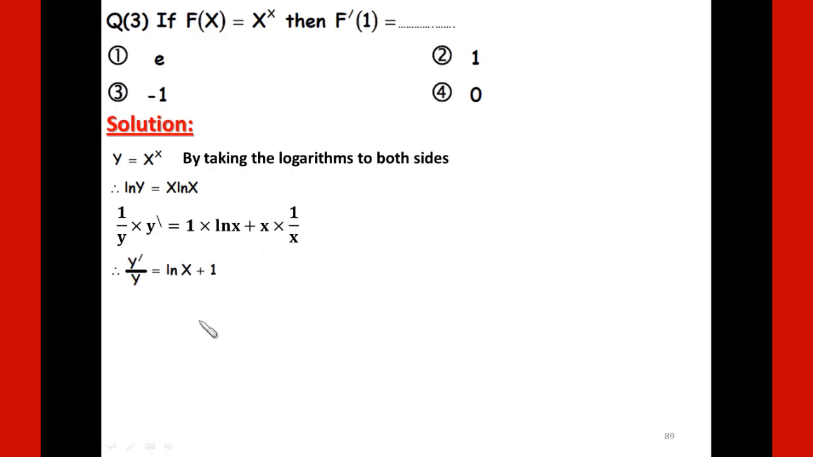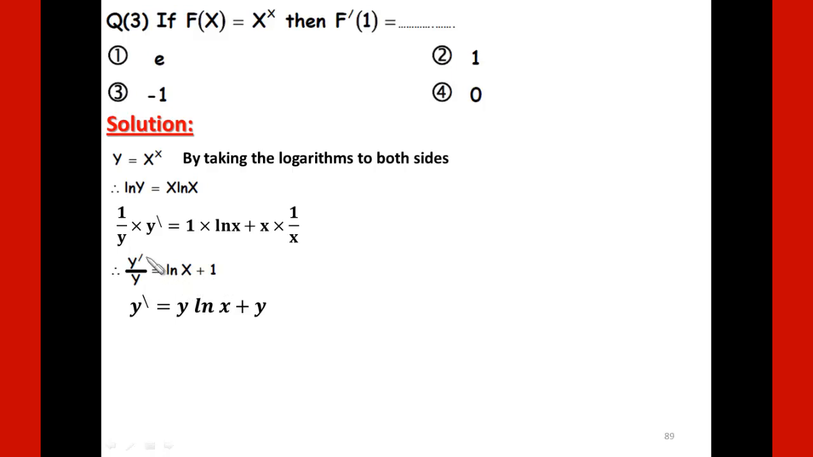And here we can write it in a new form. 1 multiply y dash over y equals y dash over y. 1 multiply ln x equals ln x. x multiply 1 over x equals 1. And multiplying both sides by y, y dash equals y ln x plus y.